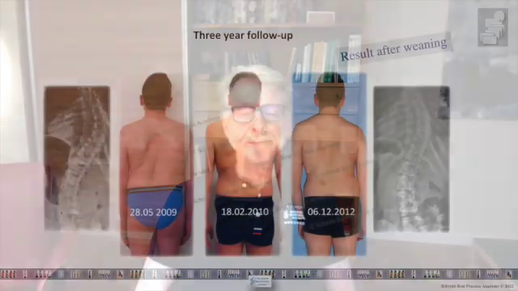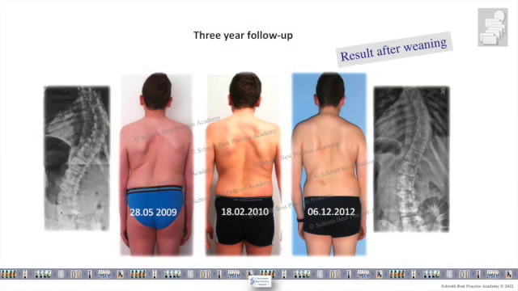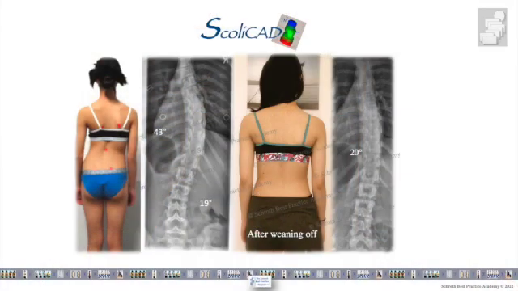Here we have some cases showing possible outcomes of pattern-specific high correction braces. A boy with collapsing spine before brace treatment with a nice recompensation at brace weaning. Here we can see a Chinese girl from New Zealand treated in my office in Gensingen with a nice recompensation as well.